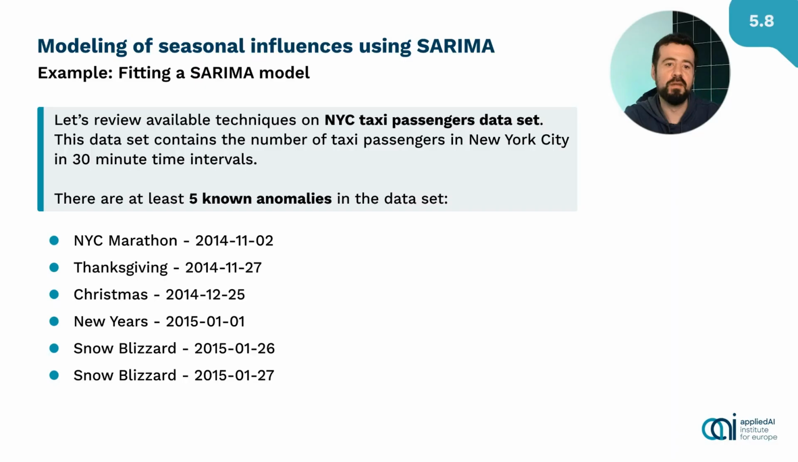We close this module with a practical example. More precisely, we are going to fit the SARIMA model on the New York City taxi passengers dataset. This dataset contains the number of taxi passengers in New York City in a time interval of 30 minutes. A good thing about this dataset is that there are some known anomalies in it. Namely, we have the New York City Marathon, Thanksgiving, Christmas, New Year's Eve, and a snow blizzard in January.